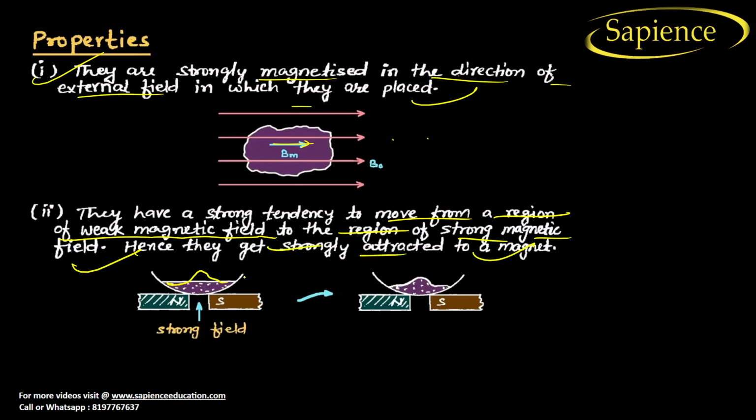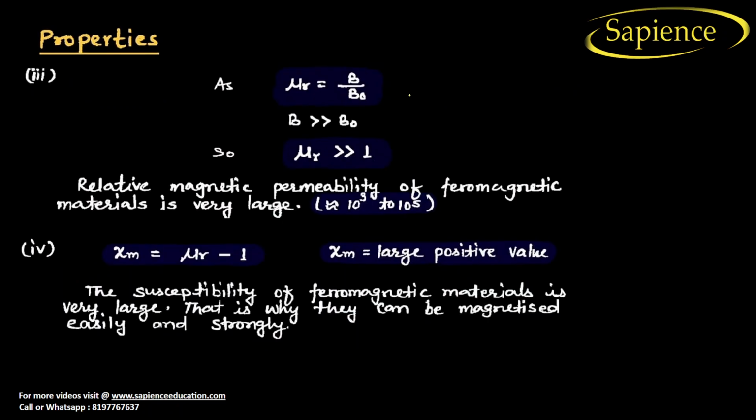See here. This is the normal case when there is a strong magnetic field. So all the material will align with this strong field. It means that B is very much greater than B naught. So relative permeability is very much greater than 1. So the relative magnetic permeability of a ferromagnetic material is very large, and it is of the order of 10 to the power 2, 3 to 10 to the power 5.